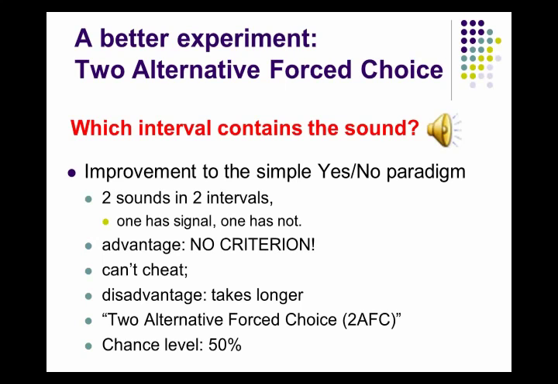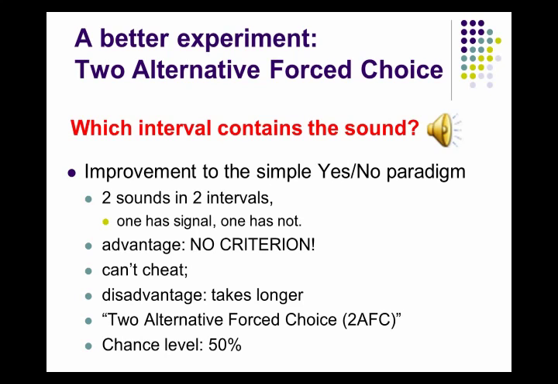Okay, that's an improvement of this yes-no paradigm, because we've got two sounds, two intervals, one has signal, one not. It has no criterion. This is an experiment that is criterion-free, works in all cases. People also can't cheat. They can cheat, they can lie, basically, if they want to, but they cannot just say, I'm cautious or I'm very daring. The disadvantage is I have to play twice as many sounds as before, and therefore it takes longer. And that's why it's only used in research, probably, but it's much, much superior.